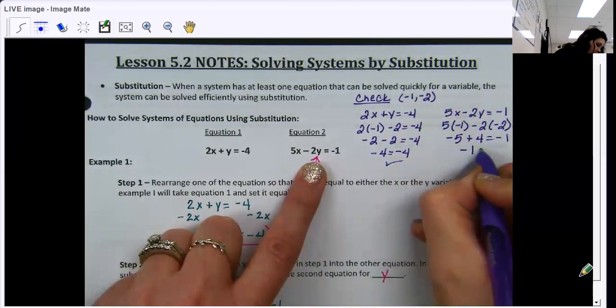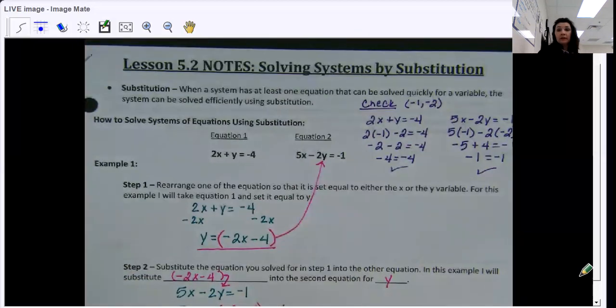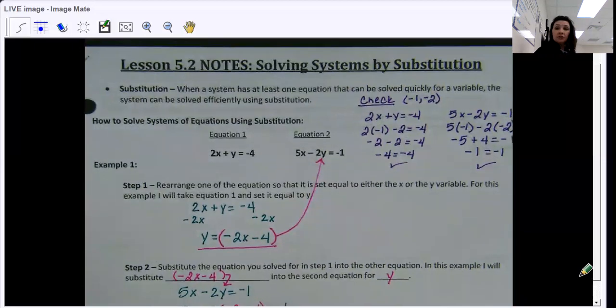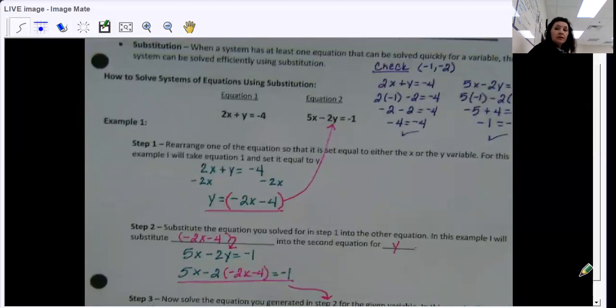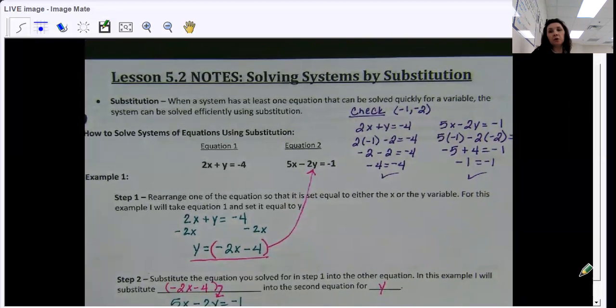And look at that. They both check out. So this is a solution. Now I know, especially the first time you're introduced to this method, it can be a little bit tricky. And the key is to go back through and make sure that you understand the steps, understand what we did.